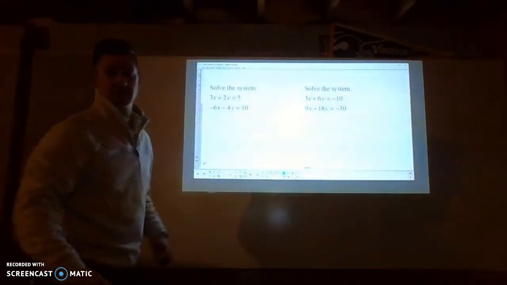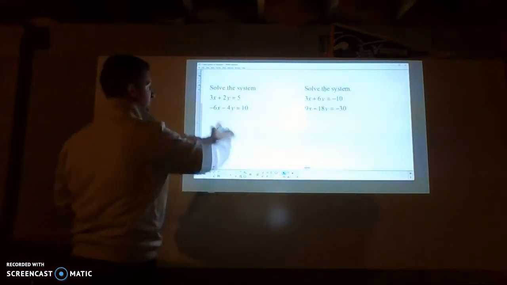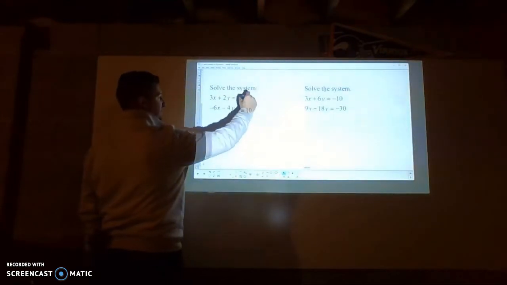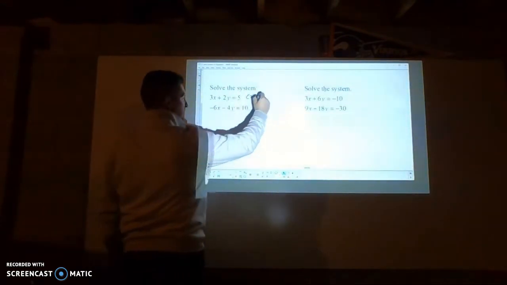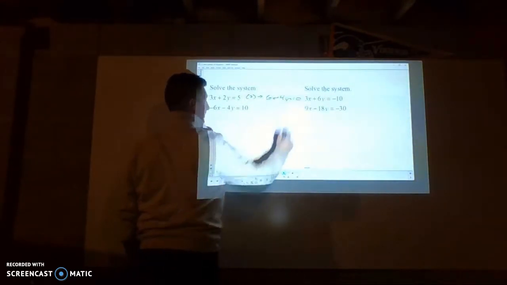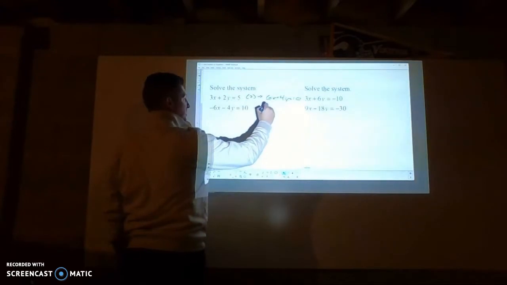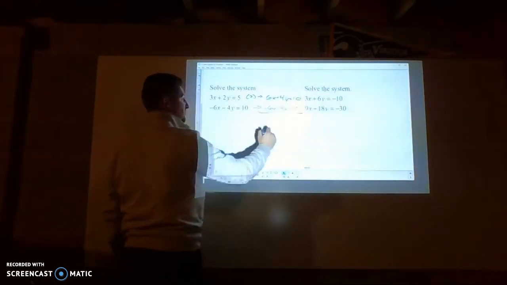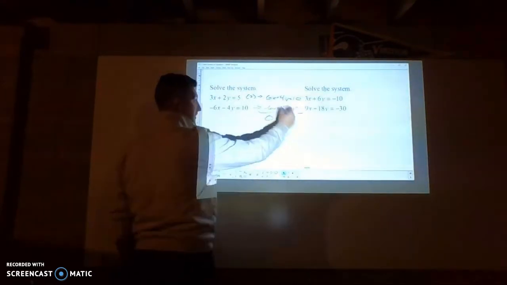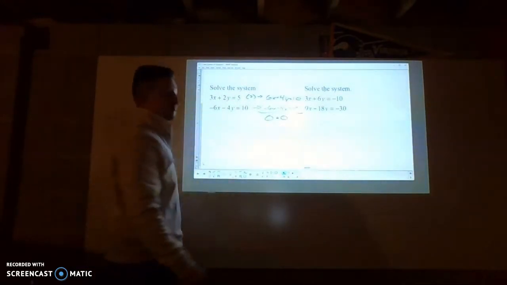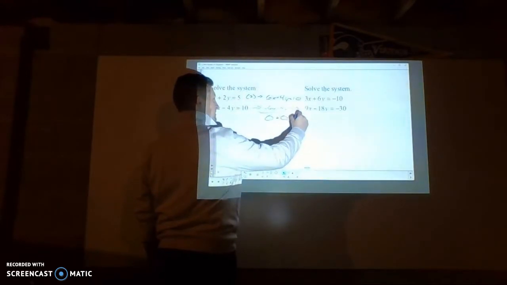All right, the one on the left. If I solve this system again using elimination, I'd look to get rid of the y's again. If I multiply the top by 2, that gives me 6x plus 4y equals 10. Now notice the second one. If I don't change it at all, it's -6x minus 4y equals positive 10. If I put those two together, 6x minus 6x is 0. X is gone. 4y minus 4y is also 0. No more variables left, which is kind of weird. On the other side, 10 plus 10 is 20.